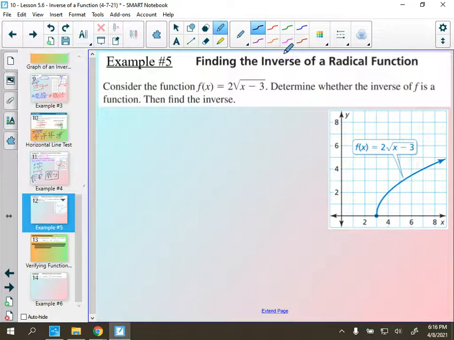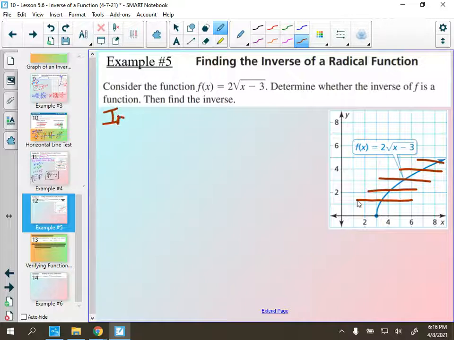Same deal, same setup, same instructions. We've got this function f of x equals 2 times the square root of x minus 3. Let's do the first part, the horizontal line test. Determine whether the inverse, without seeing the graph, is going to be a function. No problem, right? If we've got the graph in front of us, it should be pretty easy to tell. All these horizontal lines only intersect once. So same as the last one.